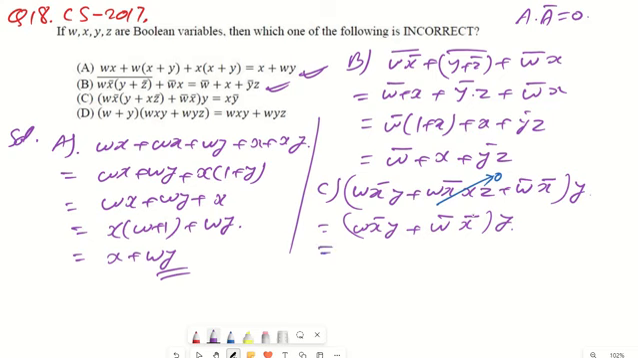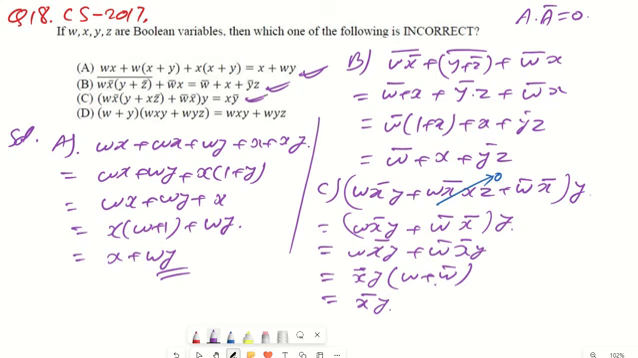Now I will multiply y inside, so w x bar y into y will be y only, plus w bar x bar y, and from here I can take x bar y common. So we are going to get w plus w bar, and you see already that w plus w bar is 1, so we are going to get x bar y. So as you can see, c is also right.